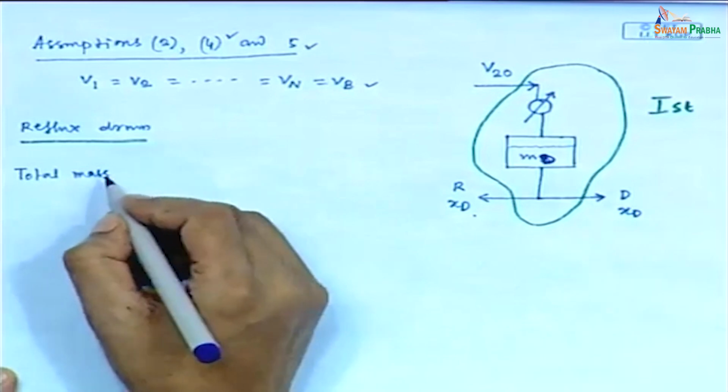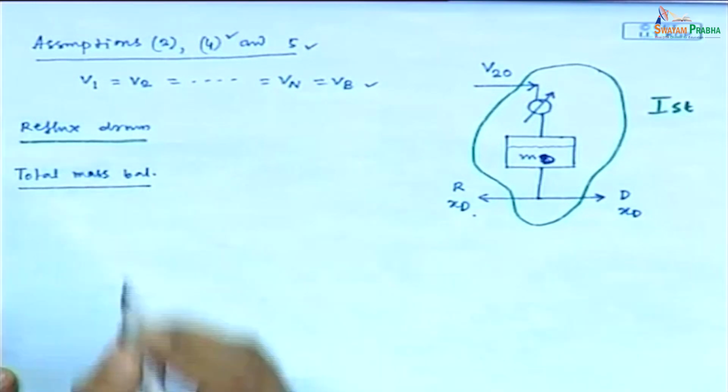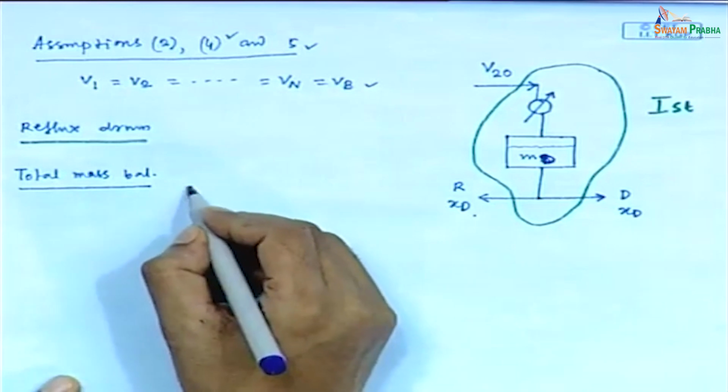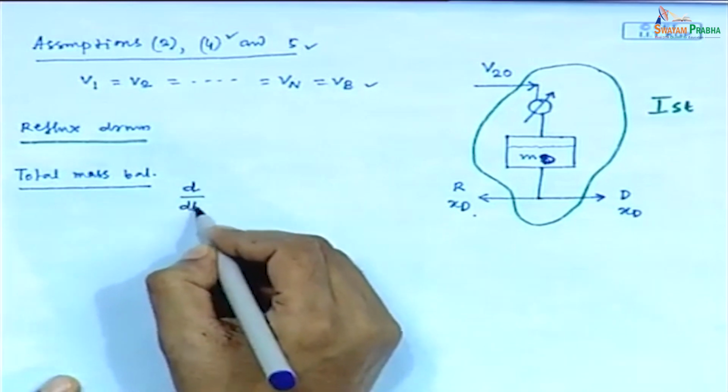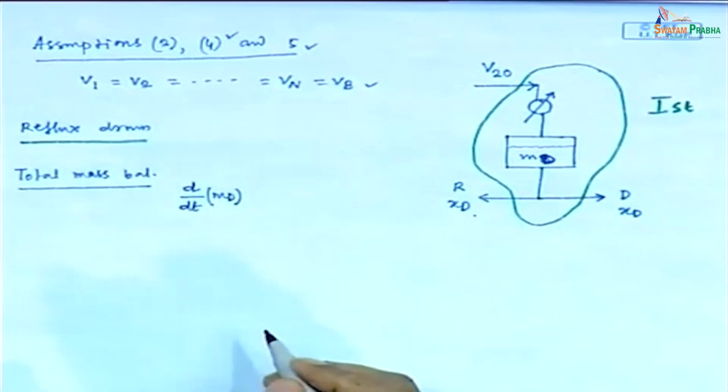We will write here the total mass balance. Originally that is a mole balance, anyway, we are writing here the total mass balance. Now, the differentiation of MD, this is the accumulation.